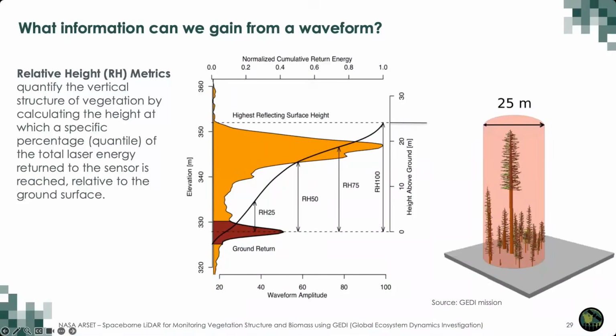Relative height metrics quantify the vertical structure of vegetation by calculating the height at which a specific percentage or quantile of the total laser energy returned to the sensor is reached relative to the ground surface. So in this case, what you can see here from this waveform is, although there is some small amount of energy here, we would consider that noise, and we'll talk more about noise in the demo.